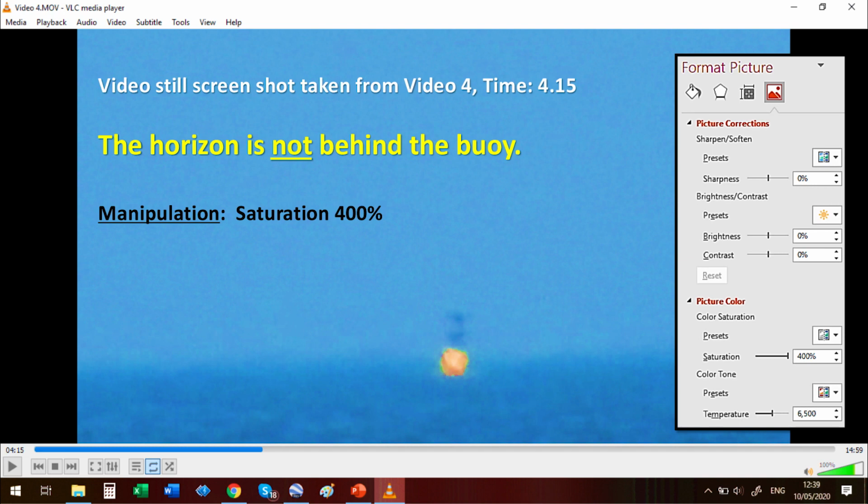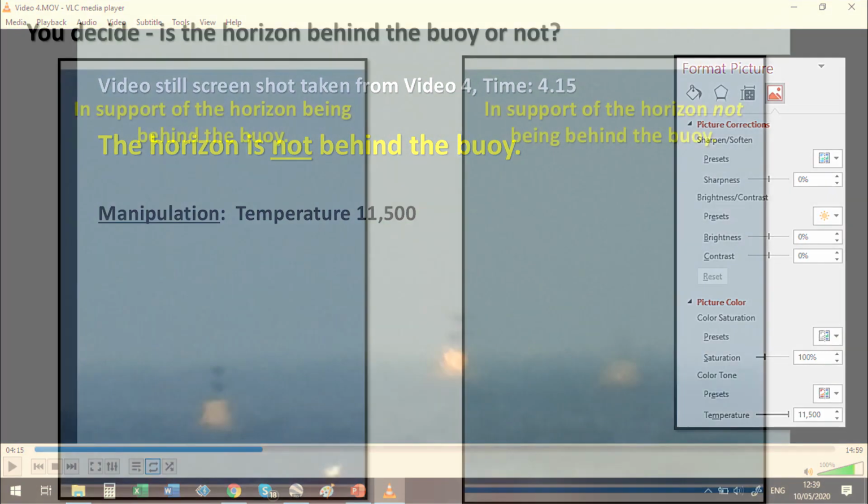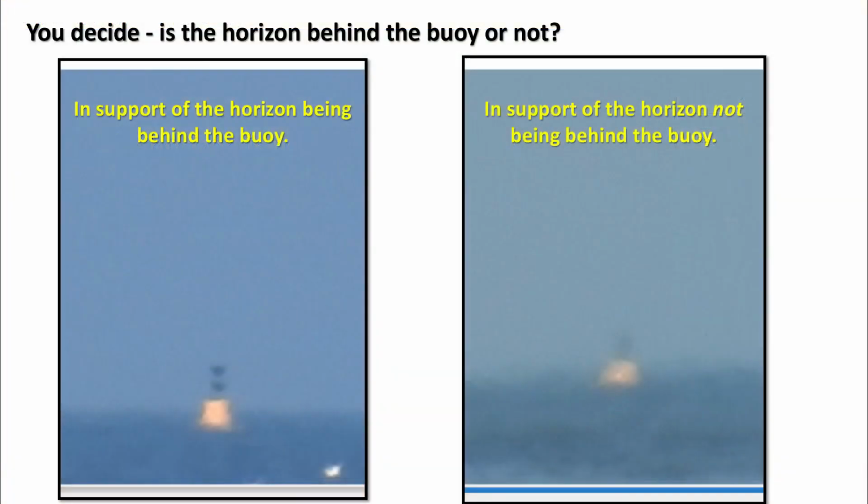Manipulation, saturation 400%. Manipulation, temperature 11,500. You decide, is the horizon behind the buoy or not?